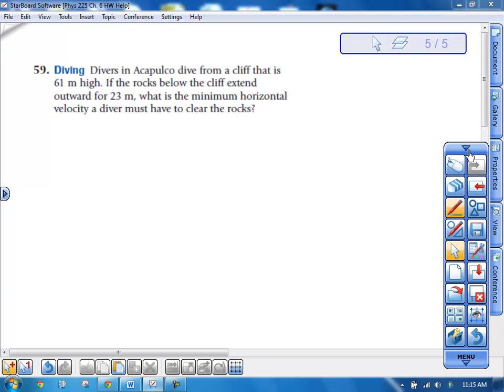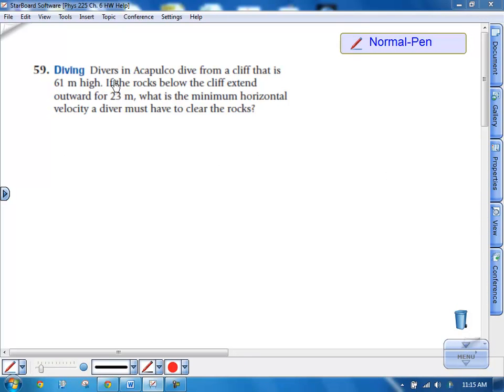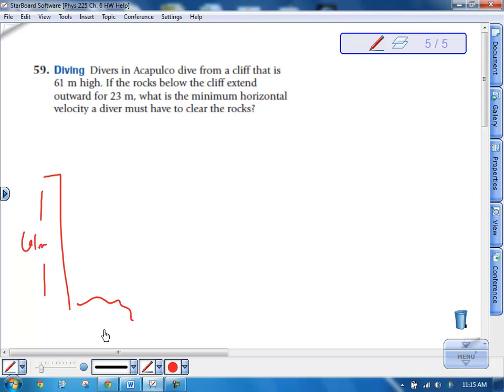Okay, this is chapter 6 homework. First problem, number 59, says, divers in Acapulco dive from a cliff that is 61 meters high. So we've got this cliff that's 61 meters high, and the rocks below extend outwards for about 23 meters. What is the minimum horizontal velocity the diver must have to make sure that they clear these rocks?